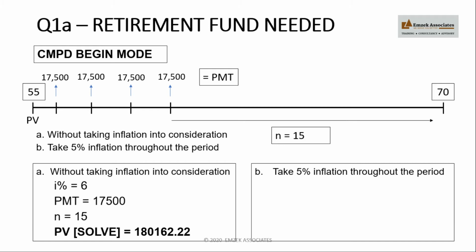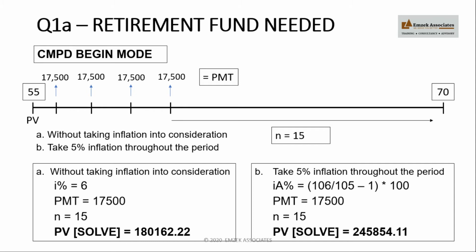When we have 5% inflation, it becomes IA with a formula of 106 divided by 105 minus 1, times 100, execute. PMT is the same value and N is also the same value. We solve at PV and we get the answer for the 5% inflation. So the value is more compared to without taking inflation into consideration.